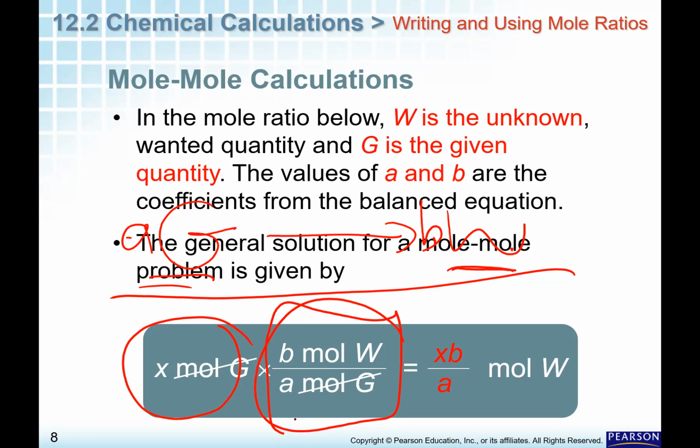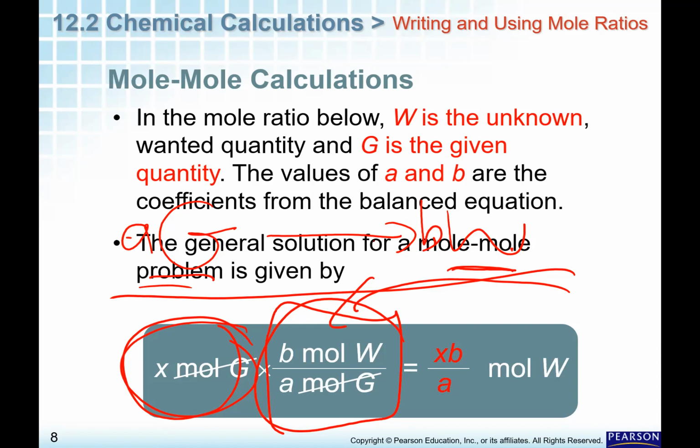Now this should be multiplied by the given quantity. If somebody gives you X moles of G, X being a number, how many moles of W will we produce as per this equation? Based on the question, the given quantity and the requested quantity, you get them into a mole ratio or conversion factor. The conversion factor here is B moles of W divided by A moles of G. And this is derived from the equation, it's not something that I created.